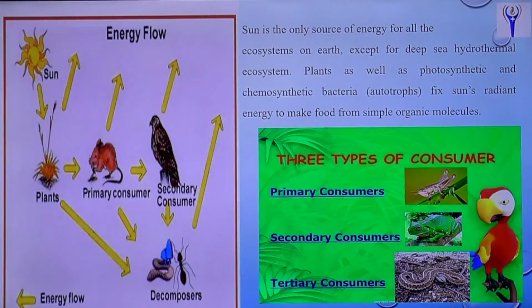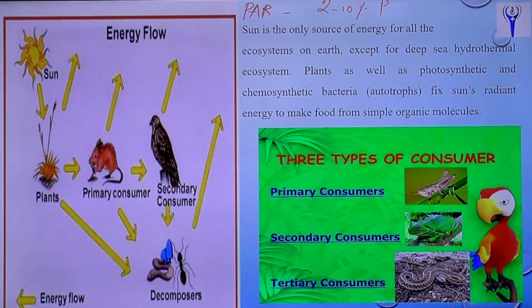And the next is energy flow. What is energy flow? Except in the ocean or deep sea water, the sun is the only source of energy. Less than 50% of the sun's radiation is photosynthetically active radiation, which we call PAR. Of this, plants capture only 2 to 10% of PAR.